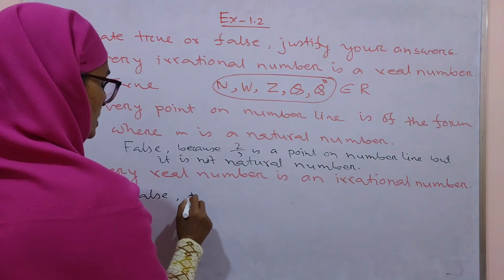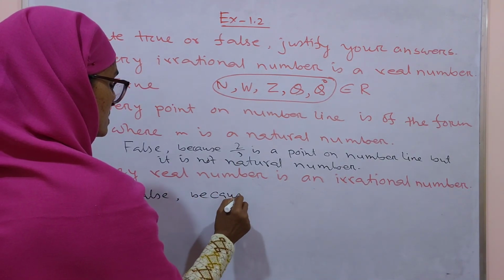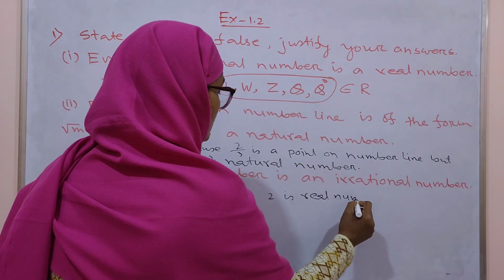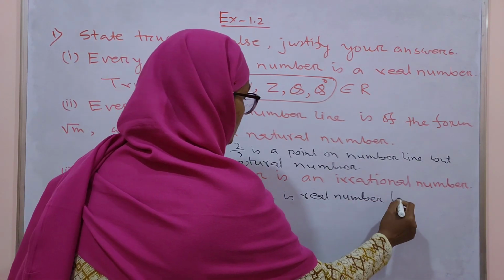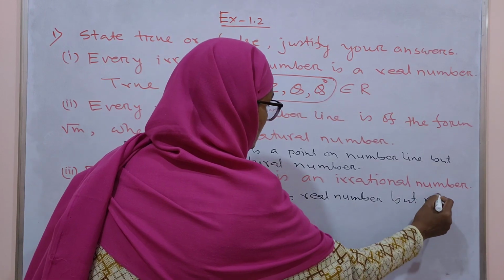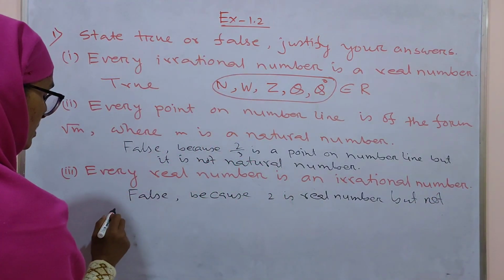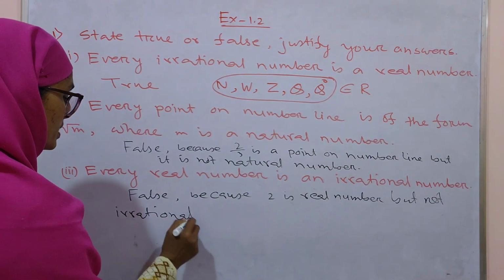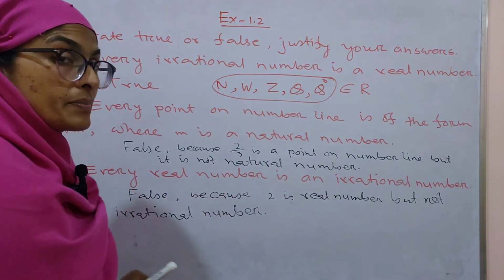False, because 2 is a real number but not an irrational number. You can give another example also.